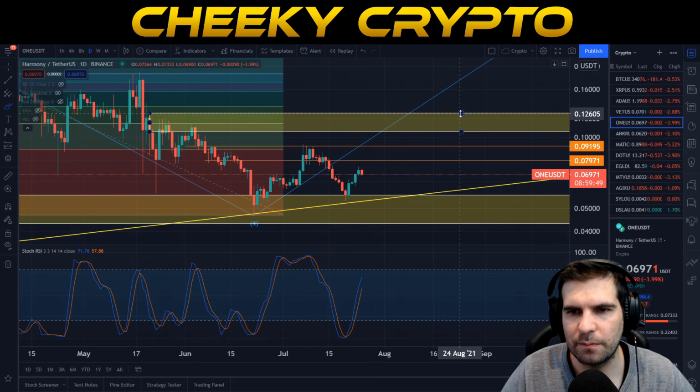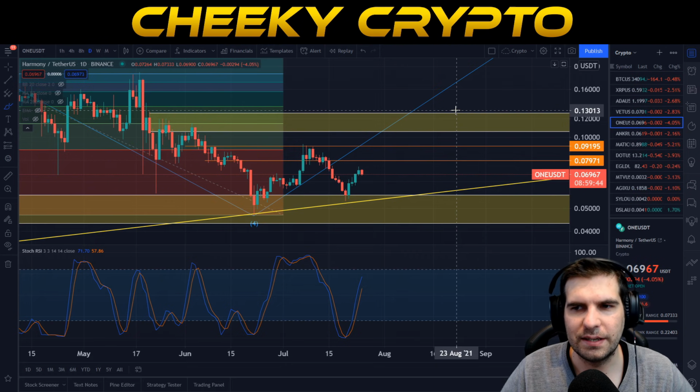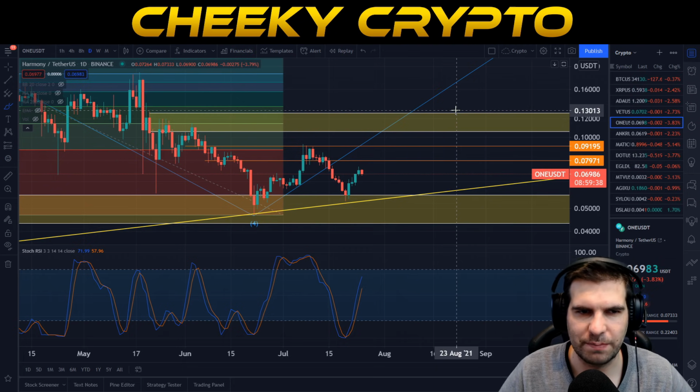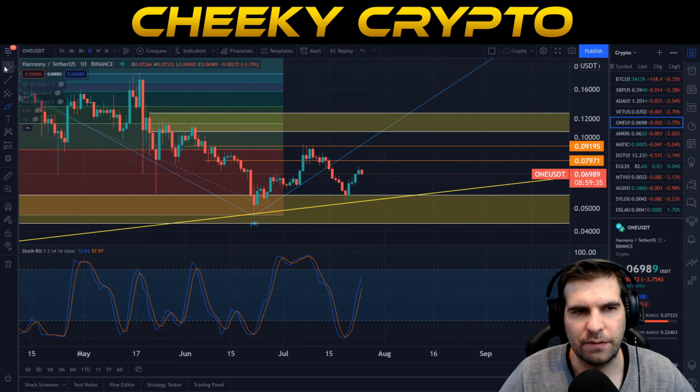Now, if we can get a closed candle above 13 cent, it is going to be a really strong signal to usher in those bulls to take control of the situation and push us back to the upside. So really mindful of that.